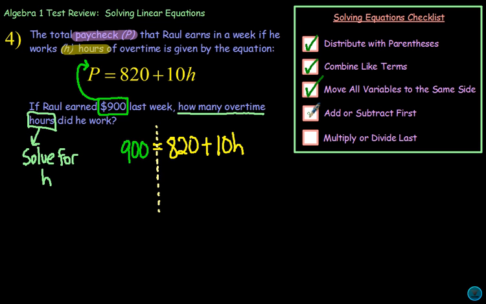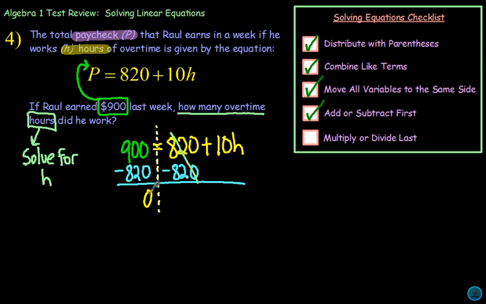Well, the next thing on our checklist says to add or subtract first. So this says a positive 820. And how we get rid of things is we do the opposite. So the opposite of a positive 820 would be a negative 820, and I would subtract that from both sides. Again, we'll slash that out. And 900 minus 820 would be 80, right, because 0 minus 0 is 0.